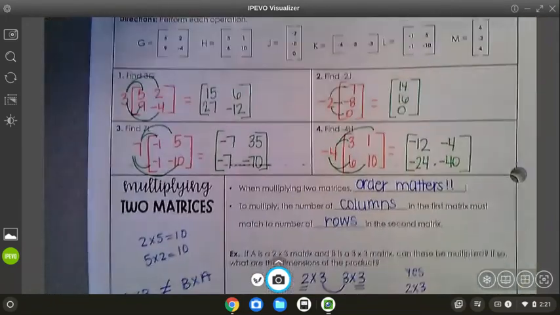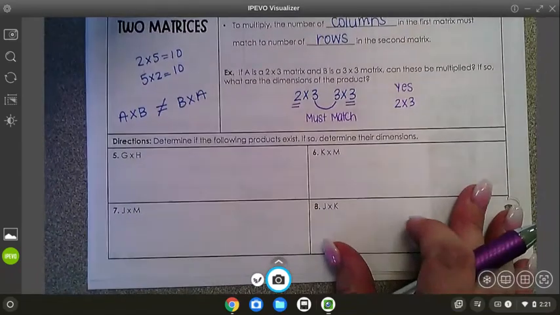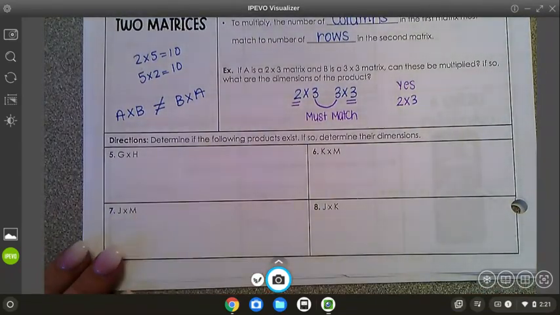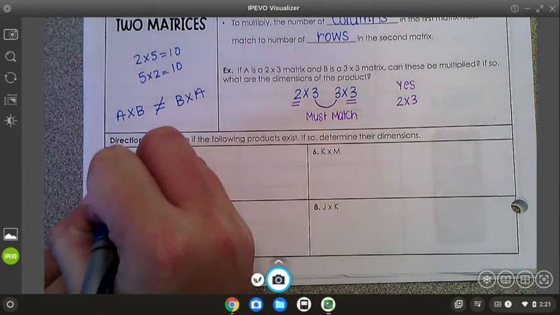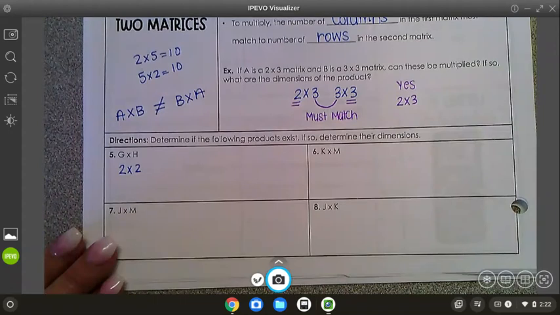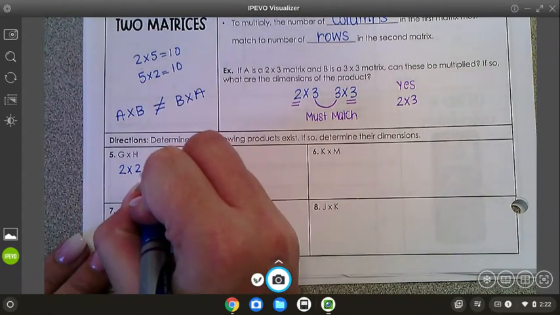So let's try a few examples. So let's think about matrix G. G is a 2 by 2. And I'm referring back to these matrices at the top of the page. H is a 2 by 2.